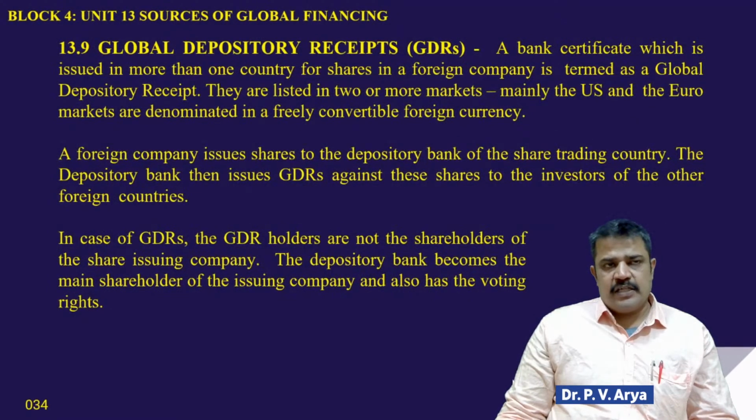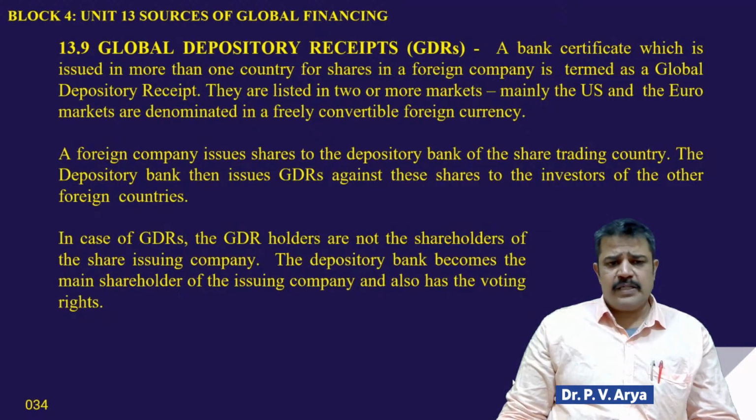Well, then there are GDRs, Global Depository Receipts. It's a bank certificate which is issued in more than one country for shares in a foreign company. Well, it is termed as Global Depository Receipt. They are listed in two or more markets, mainly the US and Euro markets.